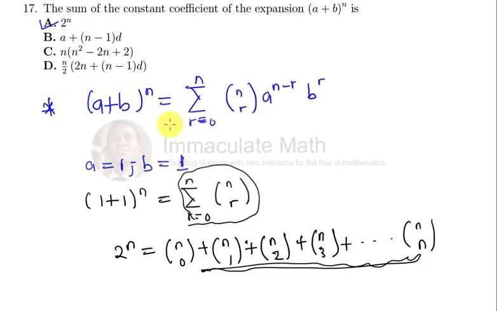Again, just replace a with 1 and b with 1. That means we are going to have (1 + 1) raised to power n, which is 2 raised to power n. And if you do it on the left-hand side, on the right-hand side here, you will have your desired argument, that is the sum of the coefficients of this expansion. So let's move on to the next question, please.